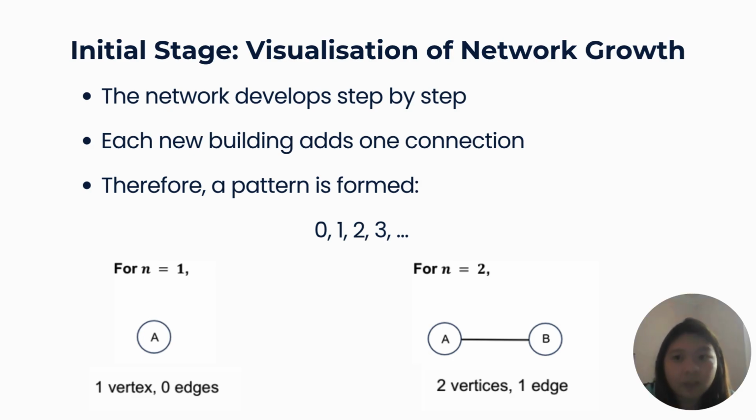To begin, we visualize how the network grows. The network develops step by step, where each new building adds one additional connection. Therefore, a pattern is formed: 0, 1, 2, 3, and so on. For example, when n equals 1, there is one vertex and 0 edges. When n equals 2, there are two vertices and one edge.